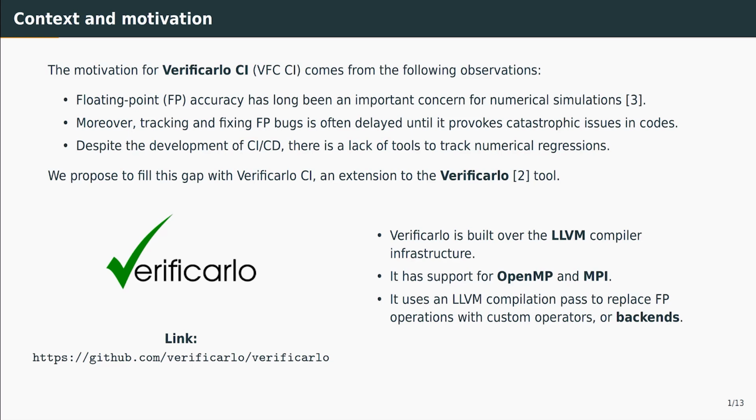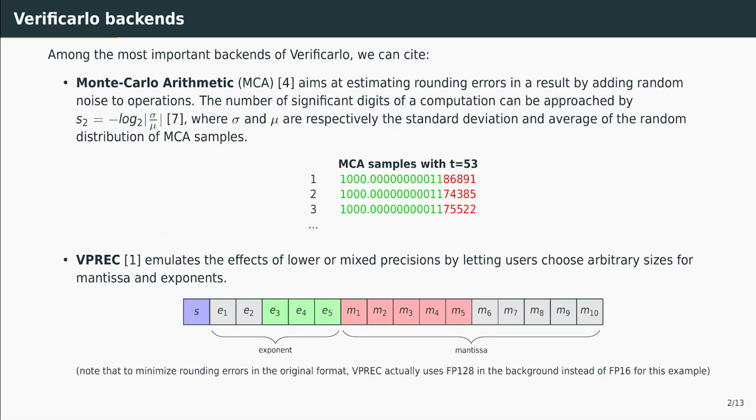So it aims at tackling floating point issues, obviously. It is built over the LLVM compiler infrastructure, which is widely used in the HPC community. It has support for OpenMP, MPI, and the core idea is to use a custom LLVM compilation path, so kind of an extension to the compiler, if you prefer, to replace FP operations with calls to custom operators or backends, which are really just implementations of alternative arithmetic models.